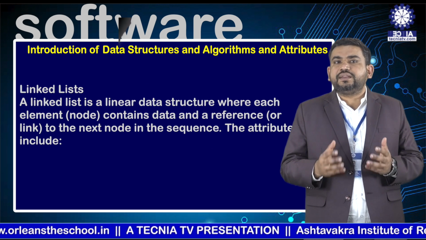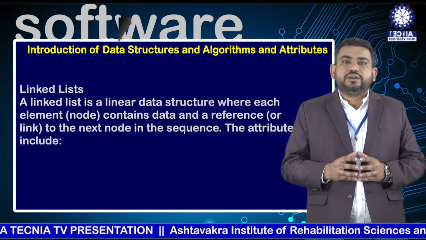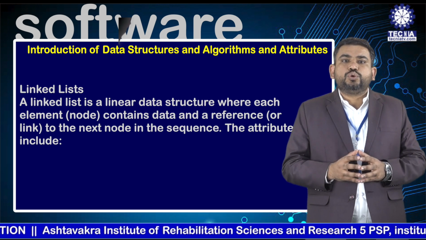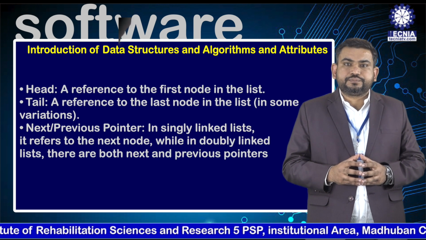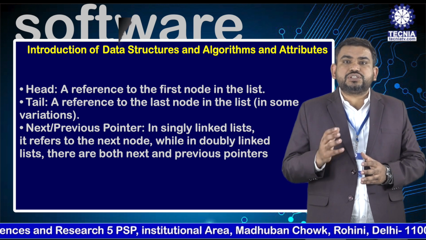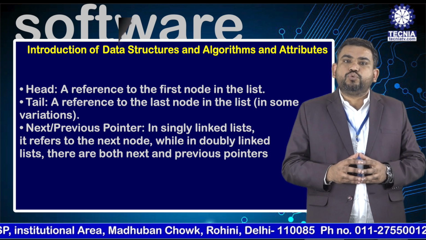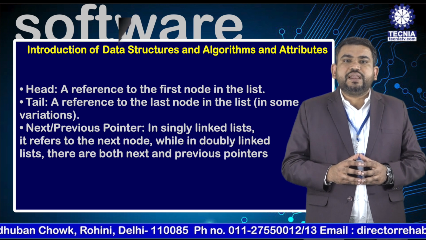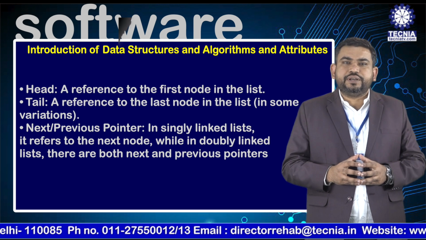Now let's discuss linked lists. A linked list is a linear data structure where each element, a node, contains data and a reference or link to the next node in the sequence. The attributes include head, a reference to the first node in the list, tail, a reference to the last node in the list in some variations. Next are previous pointers. In a singly linked list, the pointer refers to the next node, while in a doubly linked list, there are both next and previous pointers.